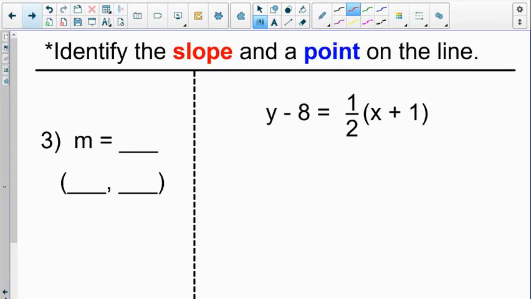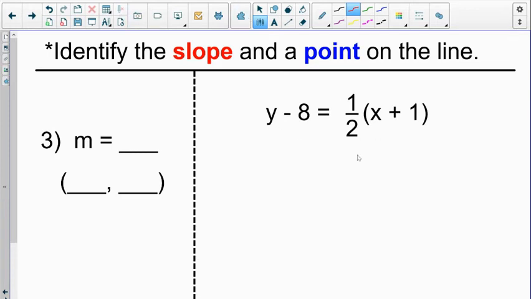All right, number 3. This time, we're going to work backwards. We are starting with the equation, and we are identifying the slope and a point that's on the line based on what the equation gives us. So we have y minus 8 equals 1/2 times x plus 1. That's our equation over here.